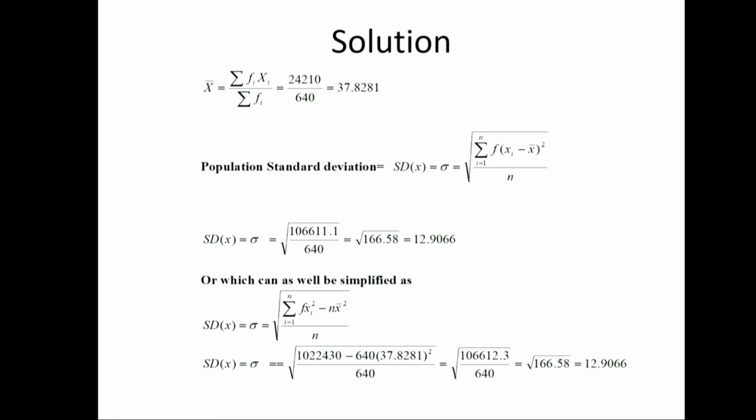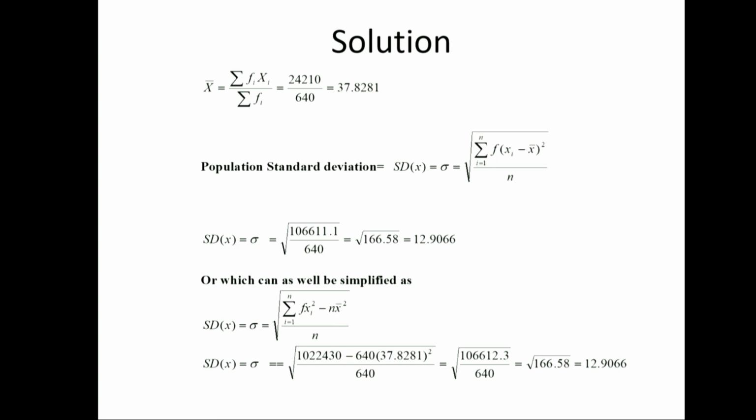That is sum of fSi square minus nS bar square. And that is also giving us 1022430 minus 64039.8281 square, everything divided by 640. And that will give us 12.9066, which is in agreement with the one we obtained directly.